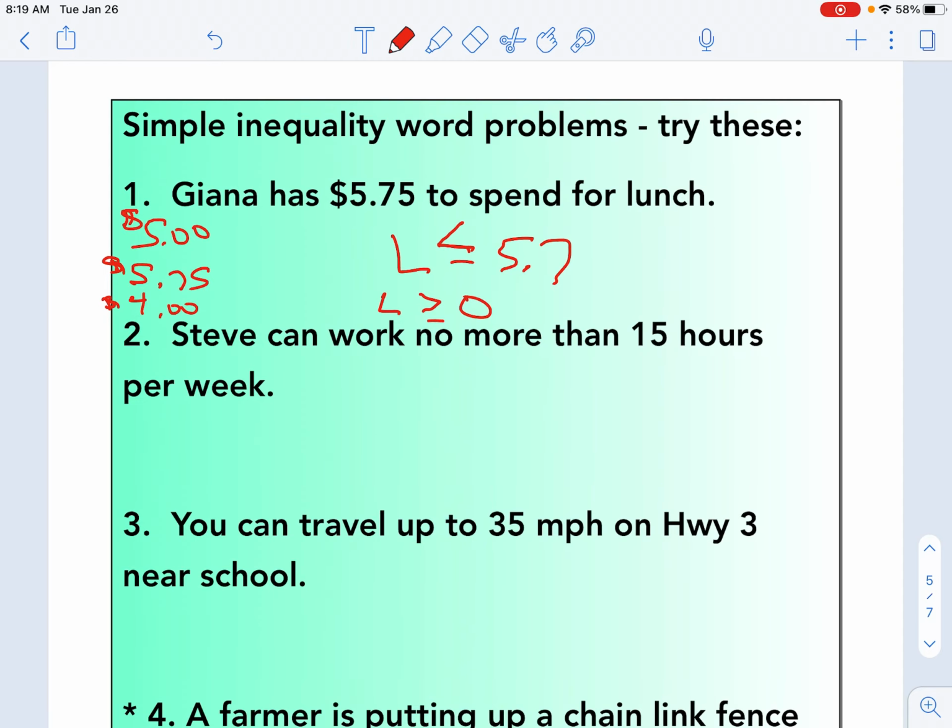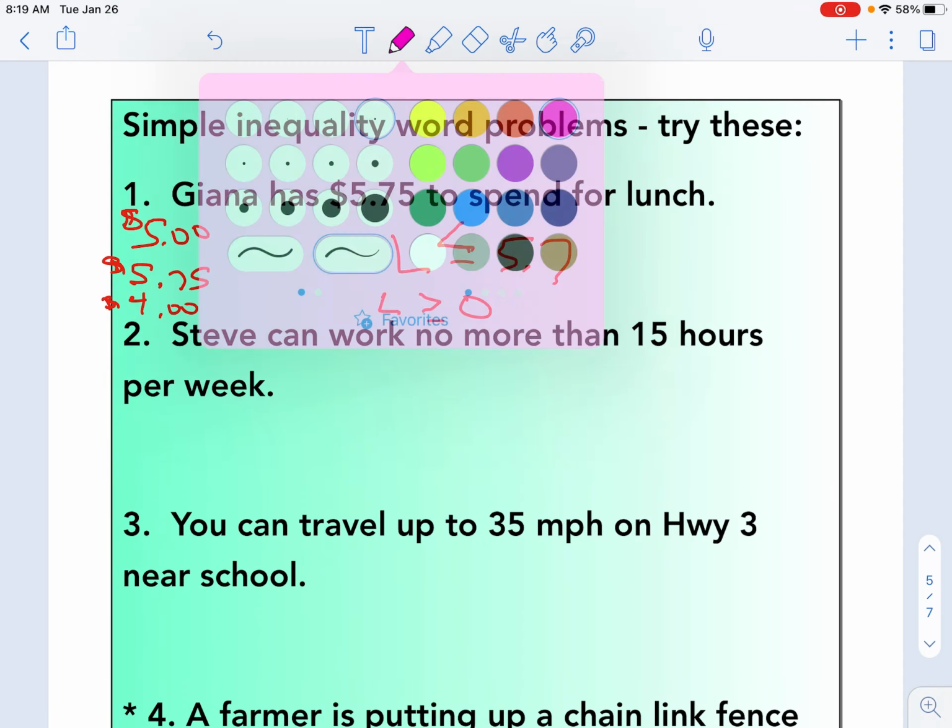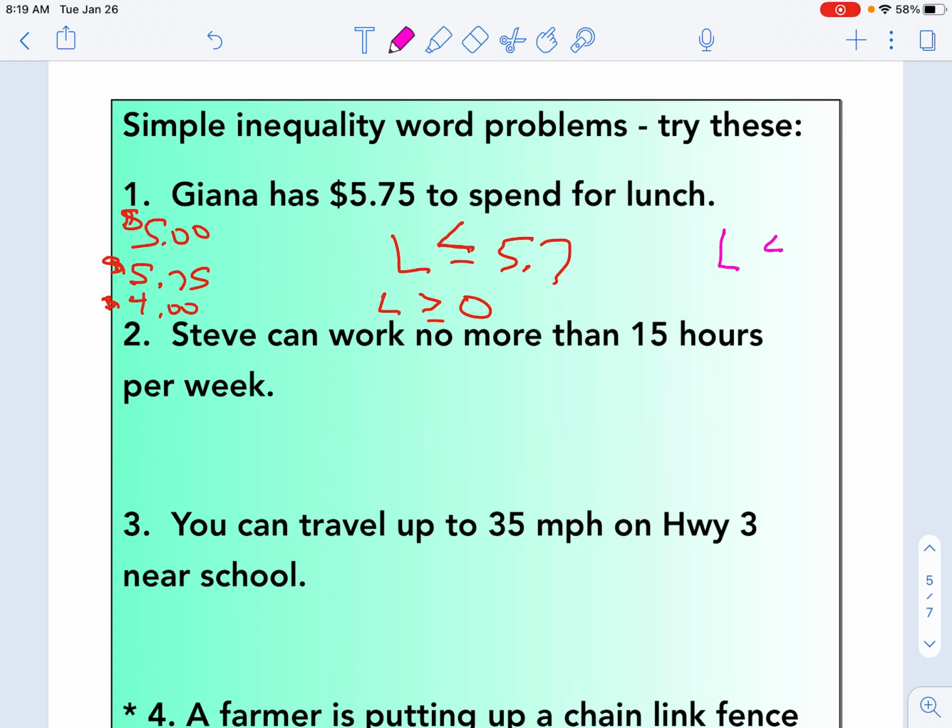So oftentimes we put this as a compound inequality, where we would say her lunch has to be less than or equal to $5.75, but it also has to be greater than or equal to 0. And I just noticed that I forgot to include my 5 cents there. All right, so that's all of the possible solutions.